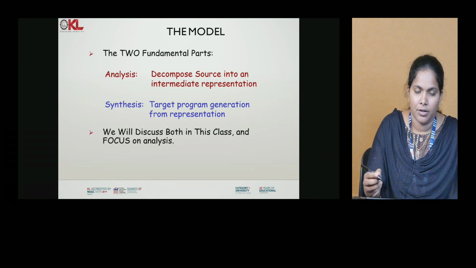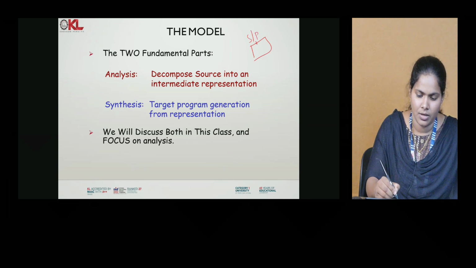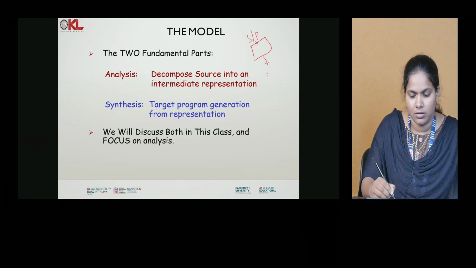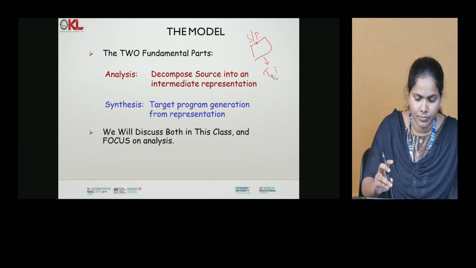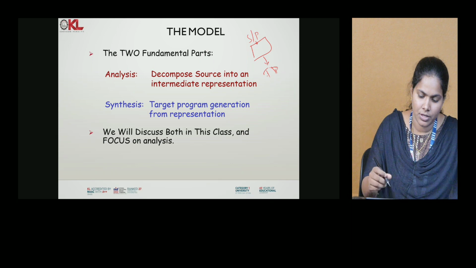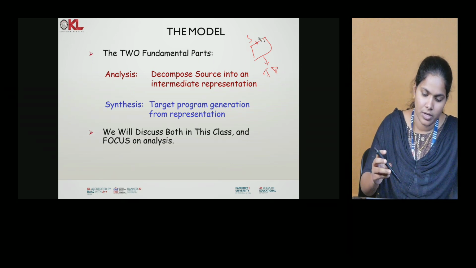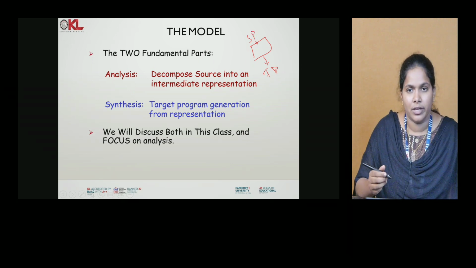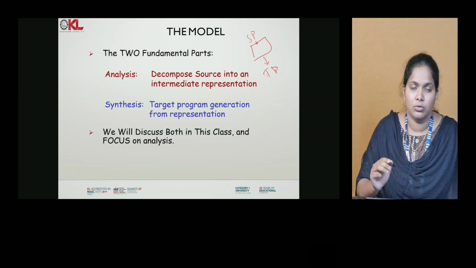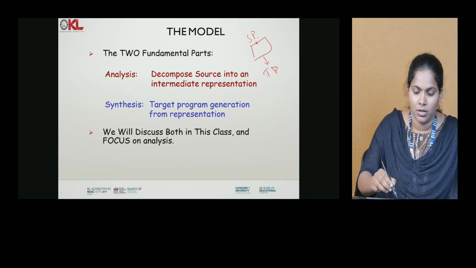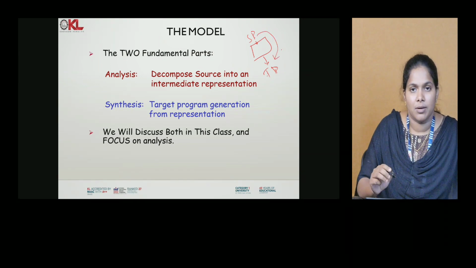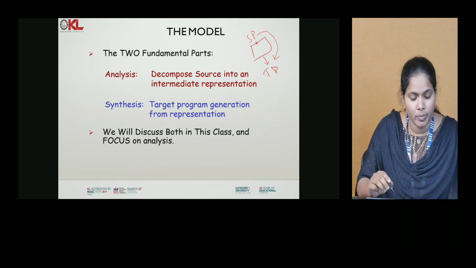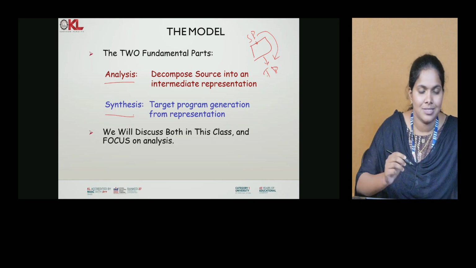Now the compiler, you know that it will take one source program and it will generate a target program, right? So how is it generating, how is it transforming? There is no magic here, right? So some process should be there. That process is divided into two parts: the first part is analysis and the second part is the synthesis phase.